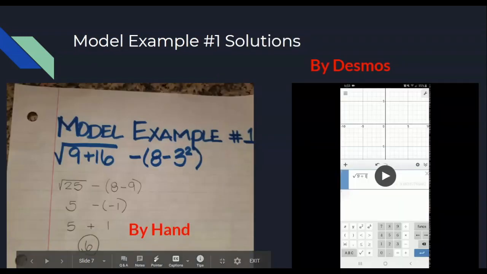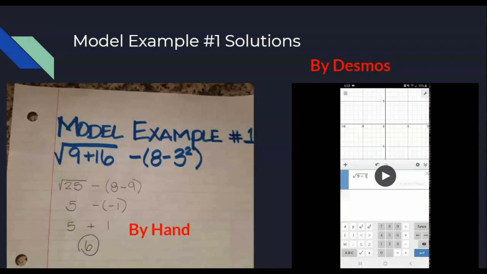We will look at the solution two ways: by hand, as well as using the Desmos graphing calculator. When you look at the by hand solution, notice that we have some terms written under the radical, or the square root. We must simplify that first. So I add the 9 and 16 and get 25. And then we must find the square root of 25, which is 5.